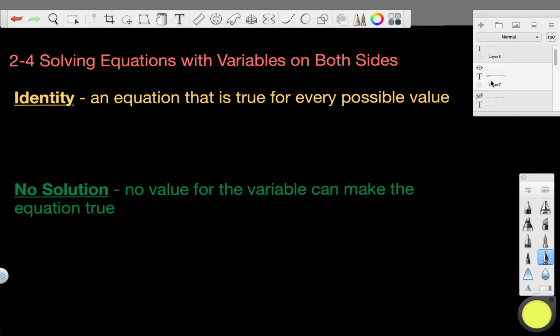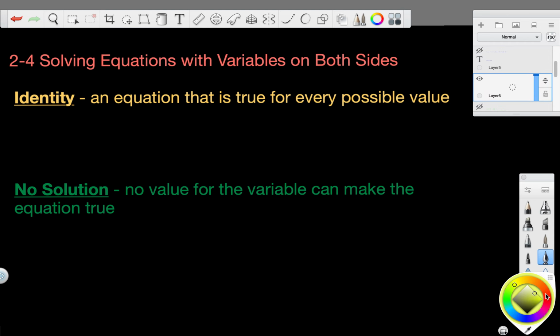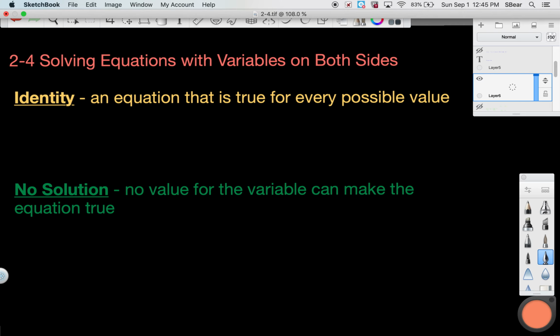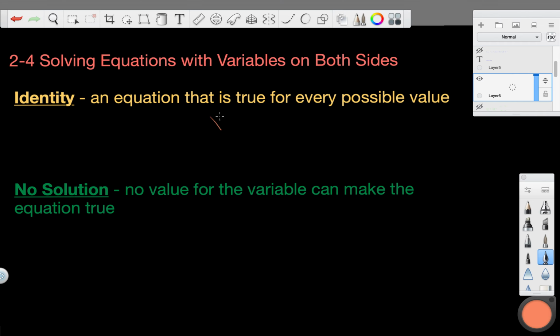If an identity does occur, what that means is that every single number that ever exists, so infinitely many possibilities, could satisfy that equation. So I'm going to show you an example. Let's say my equation is this: x plus 1 equals x plus 1. Every single number you put in for x, you're going to get the same thing on the other side.